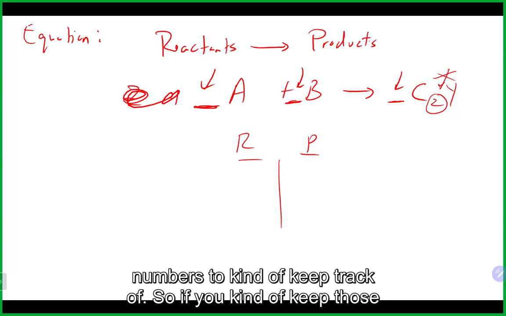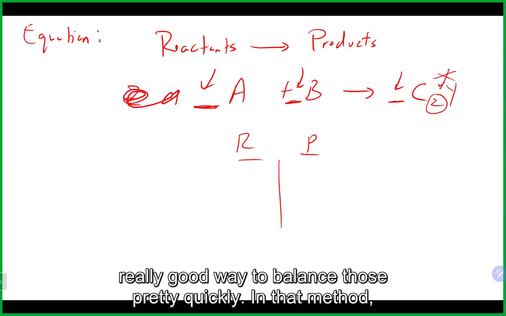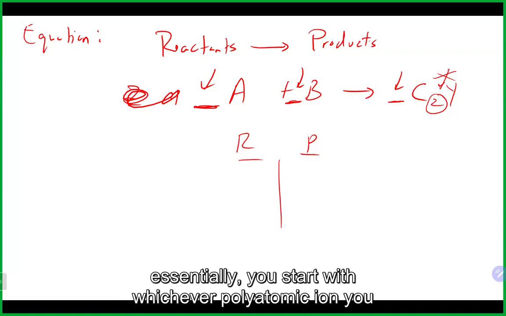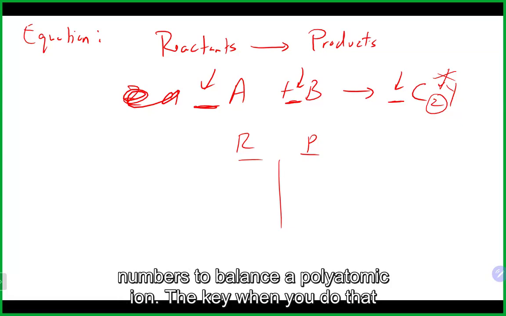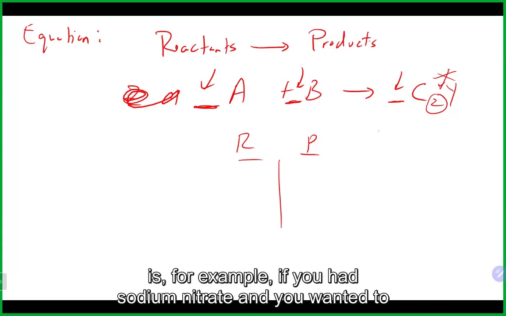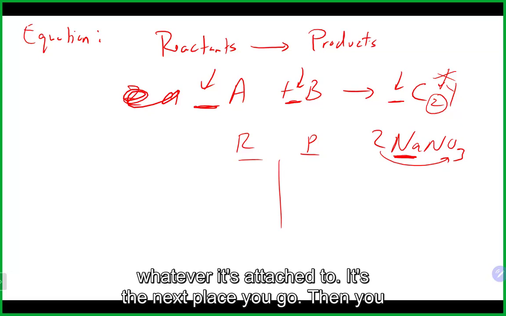So if you keep those polyatomic ions together when you're balancing, that's a really good way to balance those pretty quickly. In that method, you start with whichever polyatomic ion you want to balance. You think of them as whole units, and you put numbers to balance the polyatomic ion. The key is, for example, if you had sodium nitrate and you wanted to balance the nitrate by putting a 2, you would then go to whatever it's attached to as the next place you go.